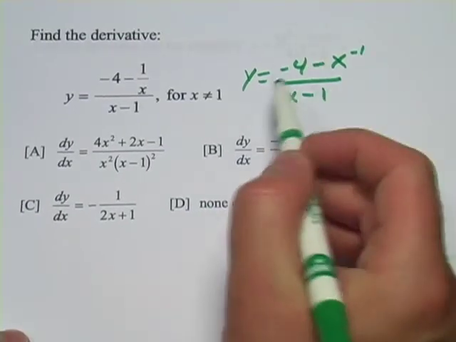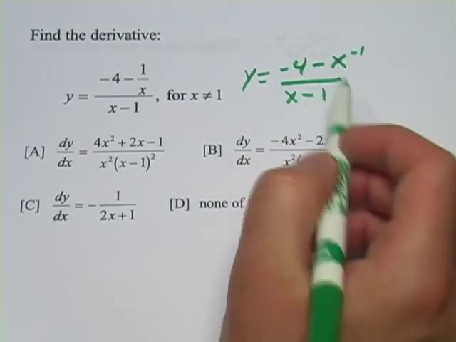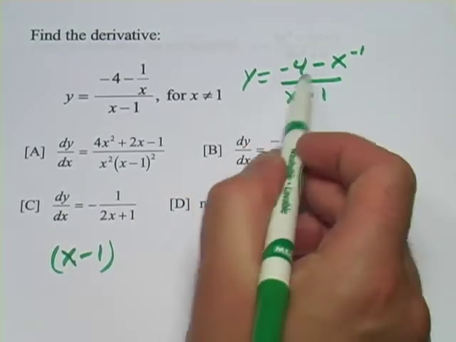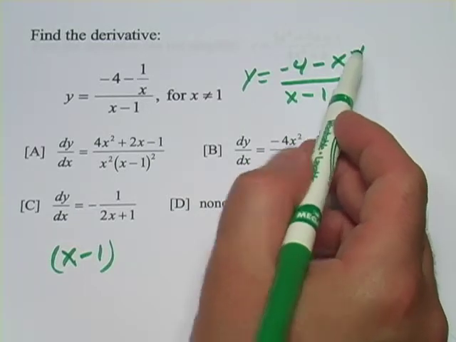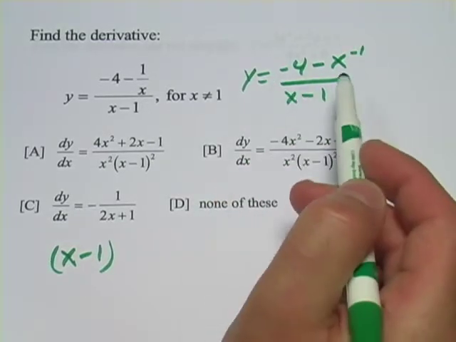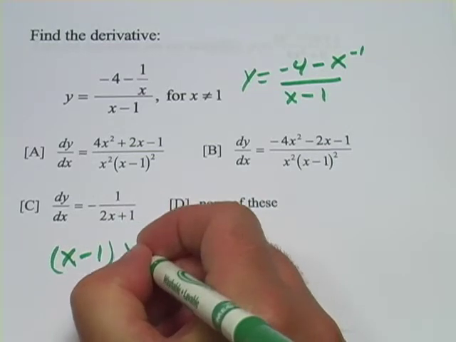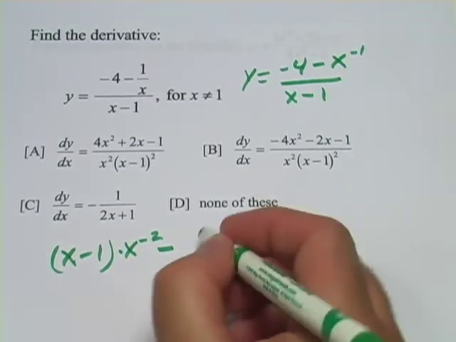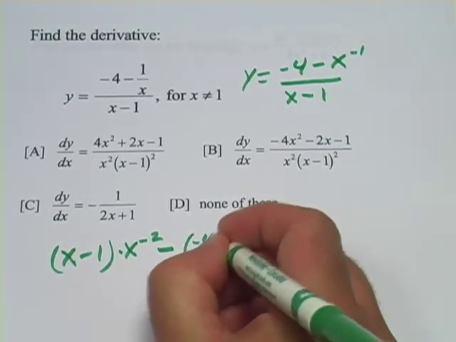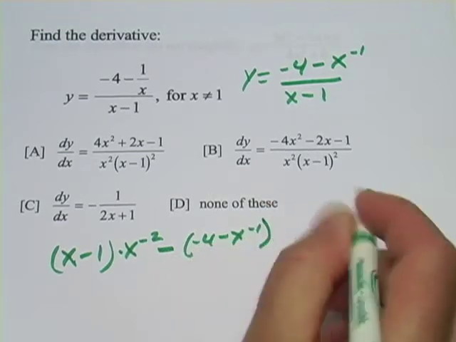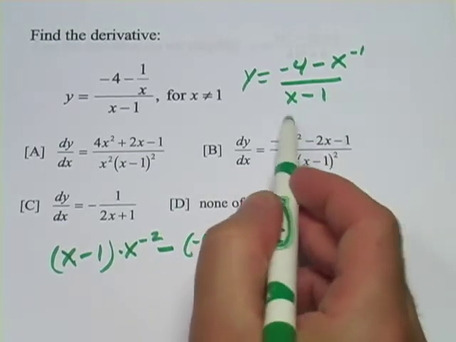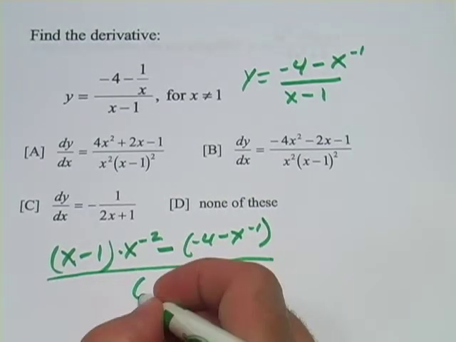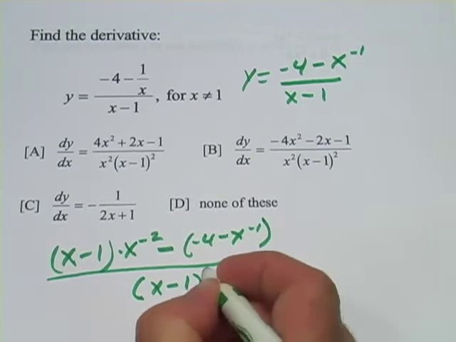So let's see what happens when we try our quotient rule. The quotient rule says low times d high, low d high. So low is x minus 1. D high, well, the negative 4 is going to disappear, and then we take this negative 1, multiply it by the negative sign, and that's a positive x to the negative 2. And then minus high d low, so this is negative 4 minus x to the minus 1. And d low, well, x minus 1, the derivative of that is really just 1, so we can leave that the way it is. And this all goes over low squared.